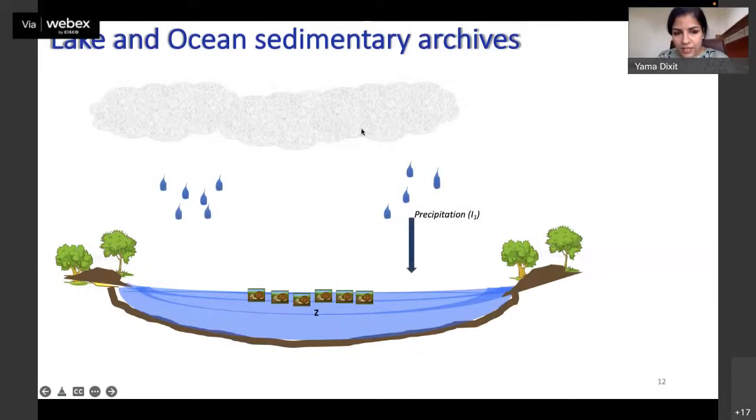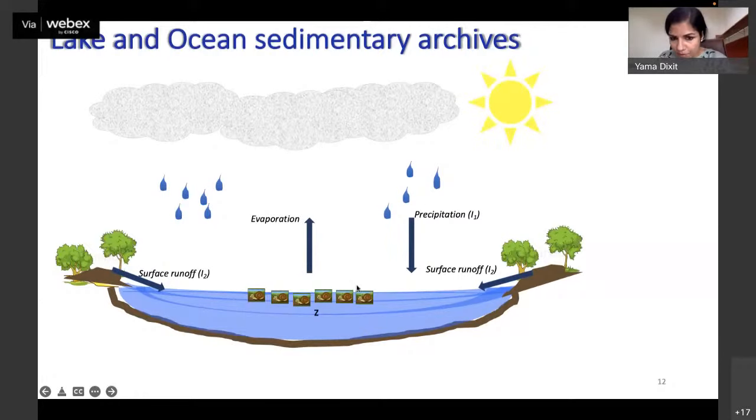So let's say there's a precipitation, a rainfall event. This water will mix in with this water body and change the characteristics of this water. This is also impacted by whatever surface runoff comes from the land and the chemistry of this water. And then evaporation would take out some water, which would in turn impact the chemistry of this water.